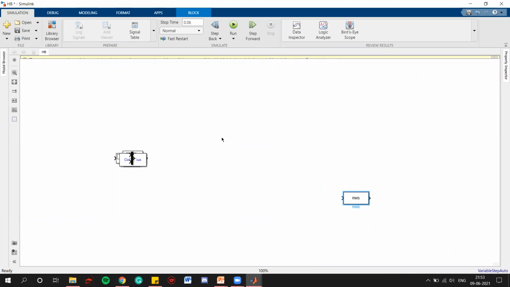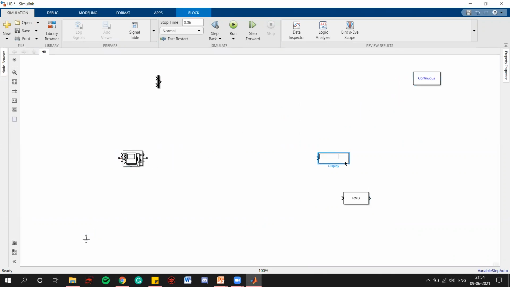So let's make the circuit. Here also there would be two different circuits. One is the main circuit, second is the triggering circuit, right?